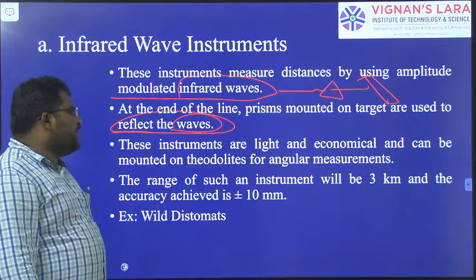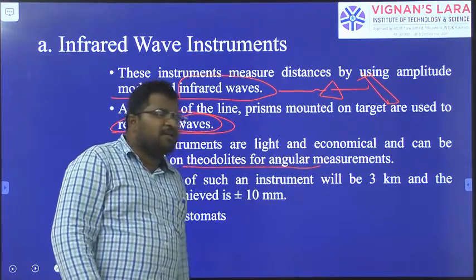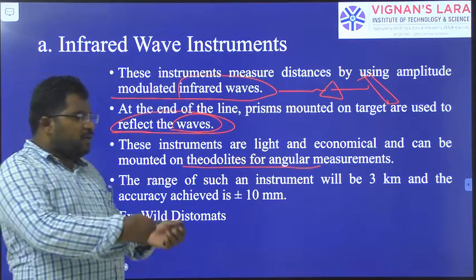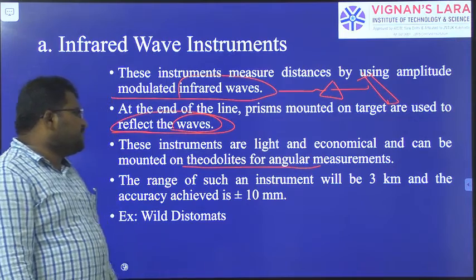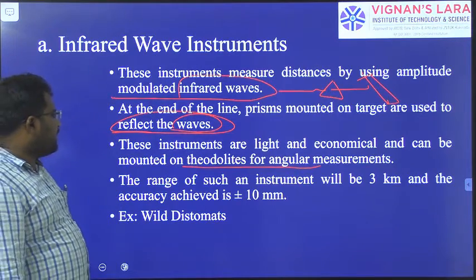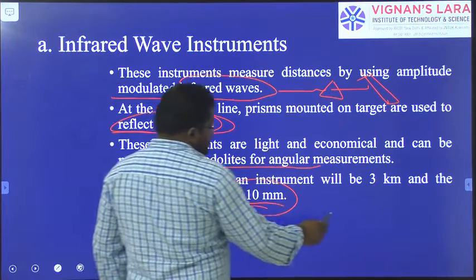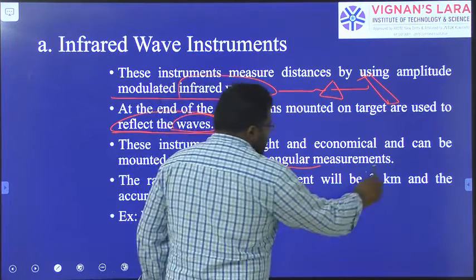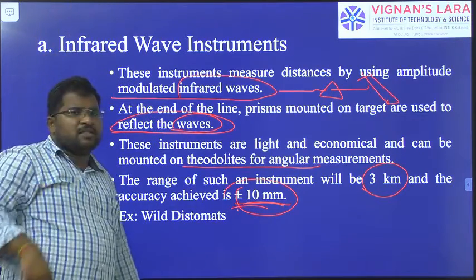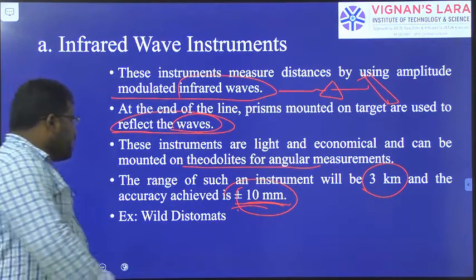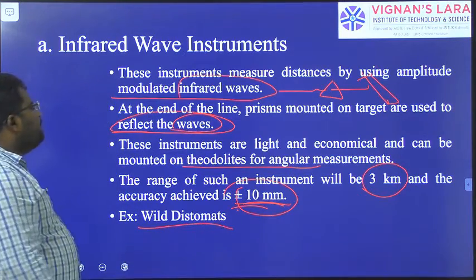These instruments are light and economical, and can be mounted on theodolites for angular measurements. So even for angular measurements you can use them. The range of such an instrument is 3 kilometers and the accuracy is plus or minus 10 mm. This is very good accuracy, and you can measure up to 3 kilometers distance at a time. Examples are the Wild Distomats. The equipment is the Wild Distomat.